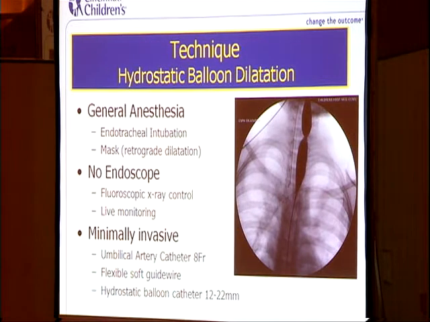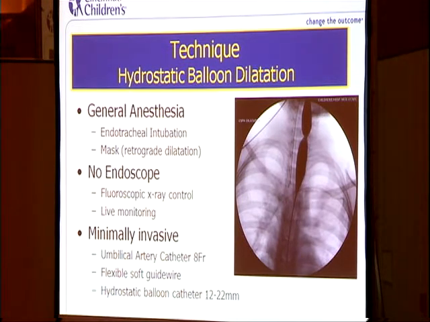So this can also be done retrograde. We have some patients that have very small mouths, and putting an endotracheal tube in their airway is very difficult. So we can do mask ventilation, and if they have a gastrostomy tube, we can do what we call a retrograde dilatation, and really have a very effective way of managing their stricture without traumatizing their airway.